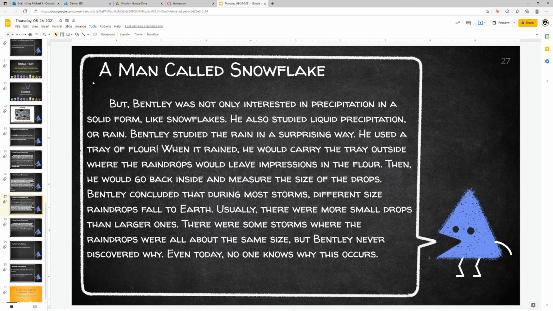But Bentley was not only interested in precipitation in a solid form, like snowflakes, he also studied liquid precipitation, or rain. Bentley studied the rain in a surprising way. He used a tray of flour. When it rained, he would carry the tray outside where the raindrops would leave impressions in the flour. Then he would go back inside and measure the size of the drops. Bentley concluded that during most storms, different size raindrops fall to Earth. Usually, there were more small drops than larger ones. There were some storms where the raindrops were all about the same size, but Bentley never discovered why. Even today, no one knows why this occurs.